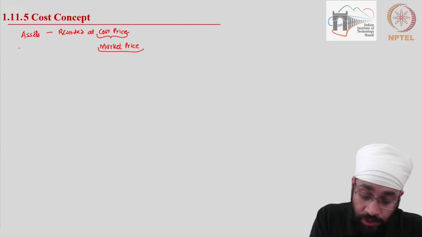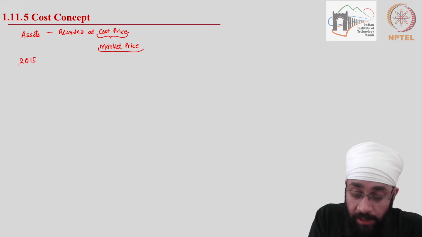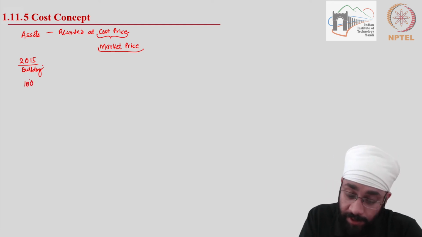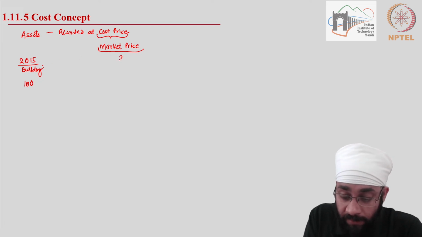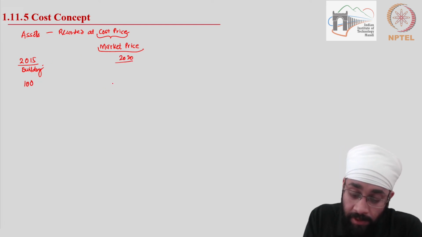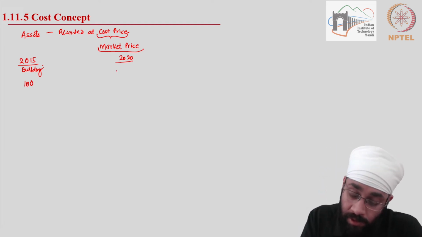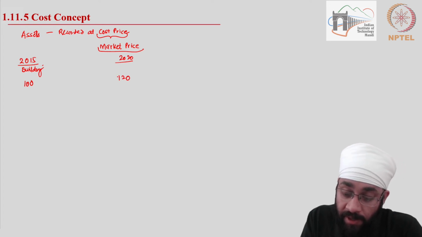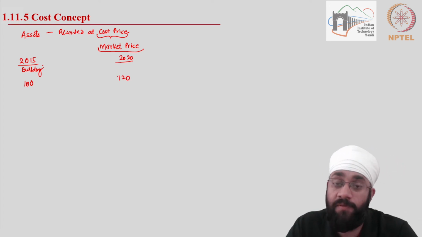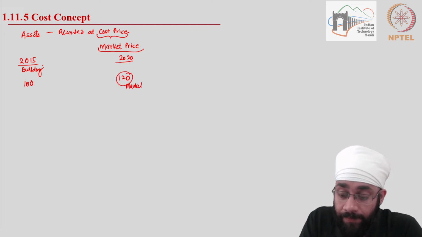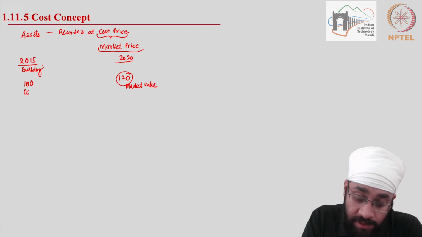Let's compare these two. Let us say 2015, you purchased an asset, let's say it's a building, and you paid, let's say, 100 units of money for it in 2015. And we are in 2020. Now, at this point in time, if you want to sell off this building, you could make, let's say, 120 units of money, 120 rupees. Okay. Now, this is the market value, and this is the cost price.